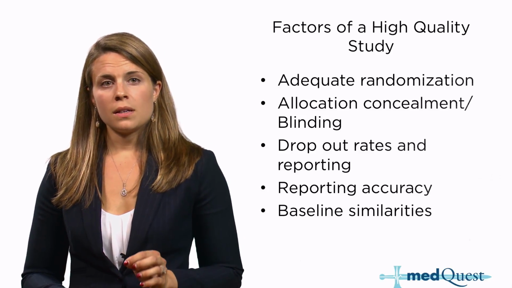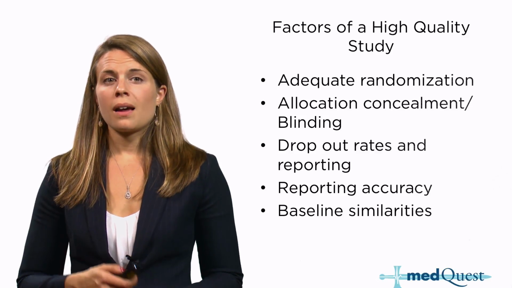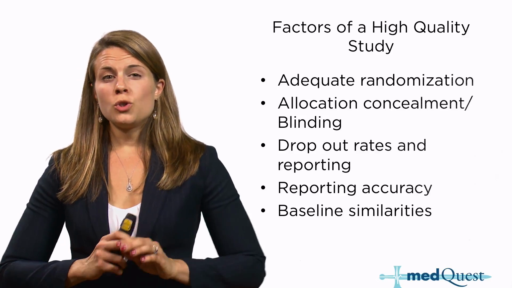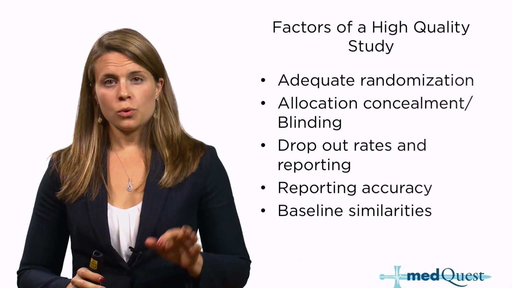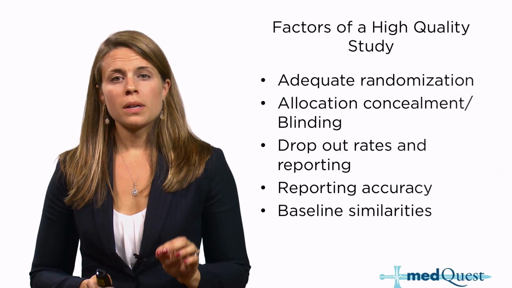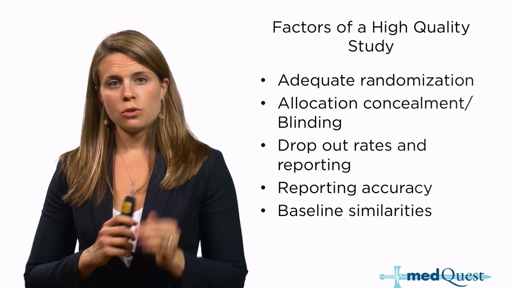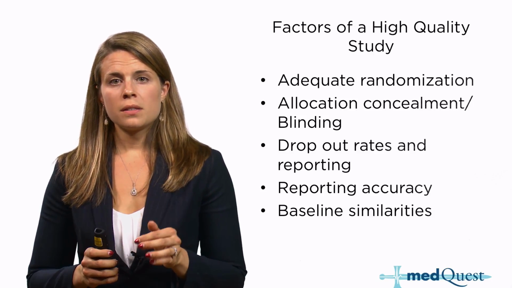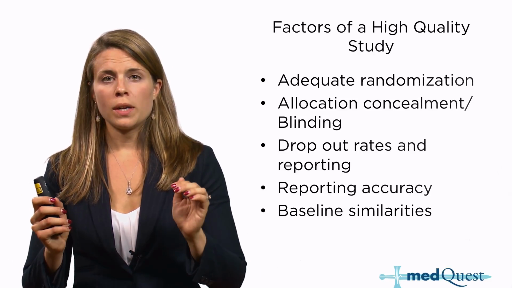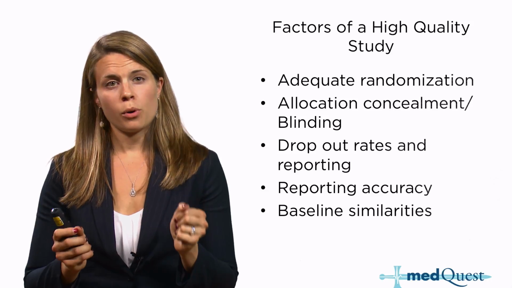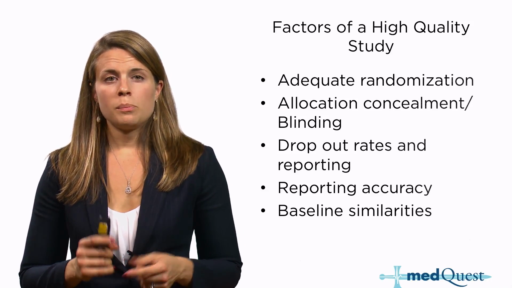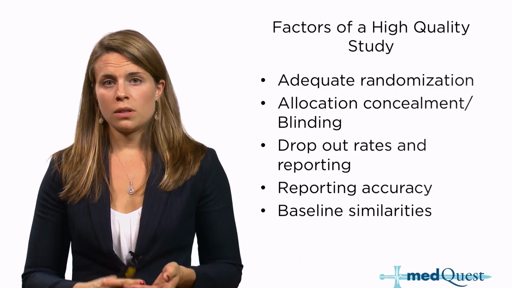Baseline similarities is also extremely important, and this is something that comes up again and again on test questions. Before you do anything with your study, when you're looking at treatment and control, intervention, you always want to make sure that the subjects between your two groups are similar. This means that before you do anything, Group A and Group B are going to look similar on all the important measures that are related to your outcome. So this could be gender, this could be age, etc., etc.